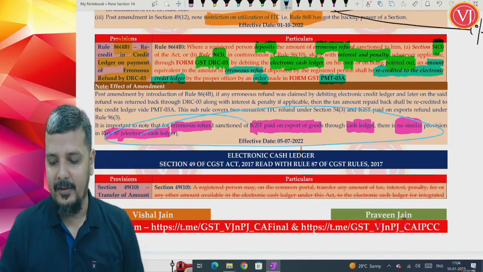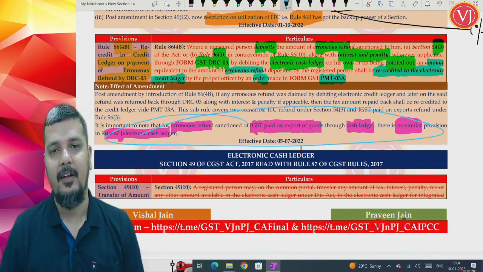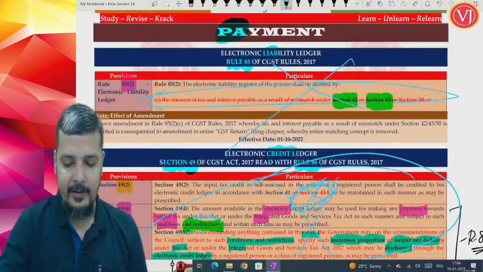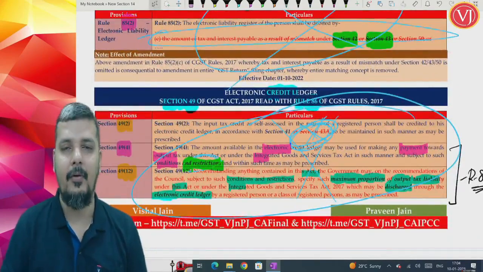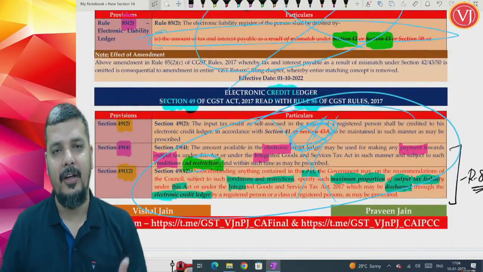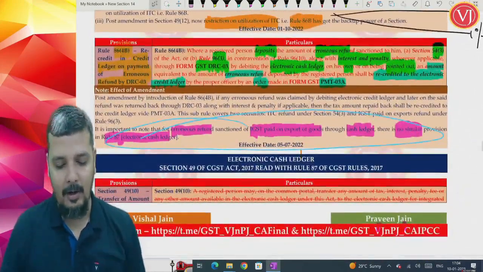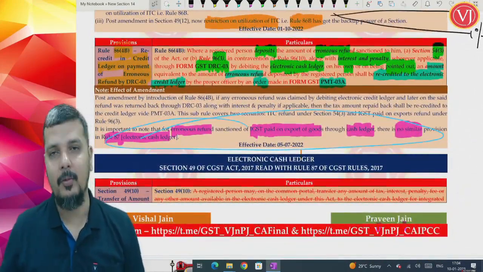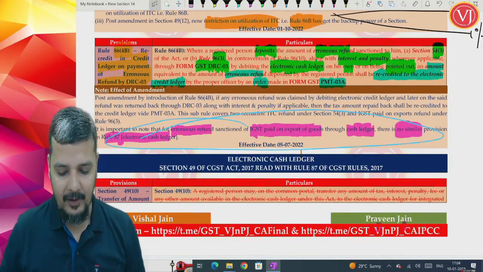Now, when you talk about payment chapter, this is the only provision till now which makes sense. Because the earlier provisions, whether it was your liability ledger, Rule 85, or whether it was your credit ledger, Section 49, Subsection 2, Section 49, Subsection 4, or Section 49, Subsection 12, it was only correction amendment, not important for exams. But this amendment, Rule 86 Sub-Rule 4B for credit ledger, again makes sense for your exam question.